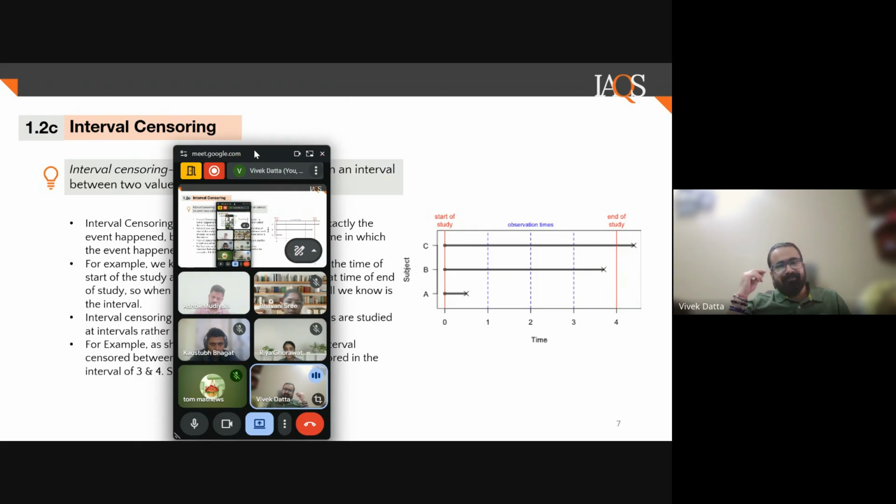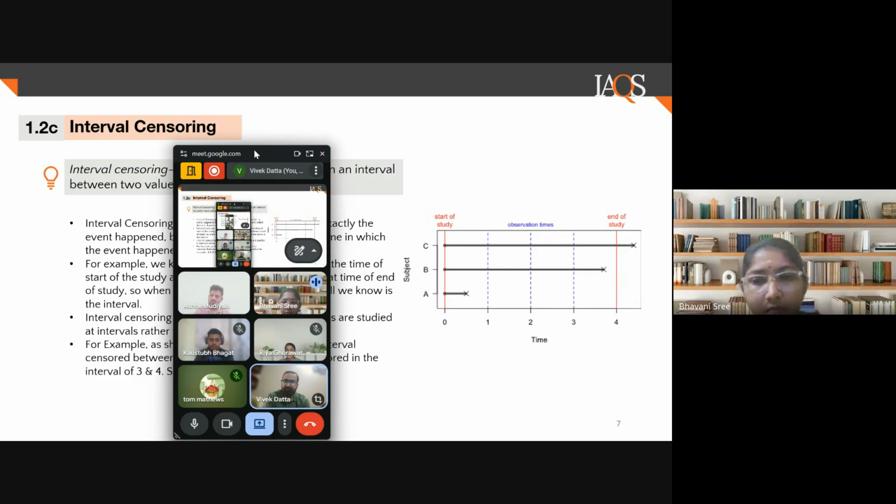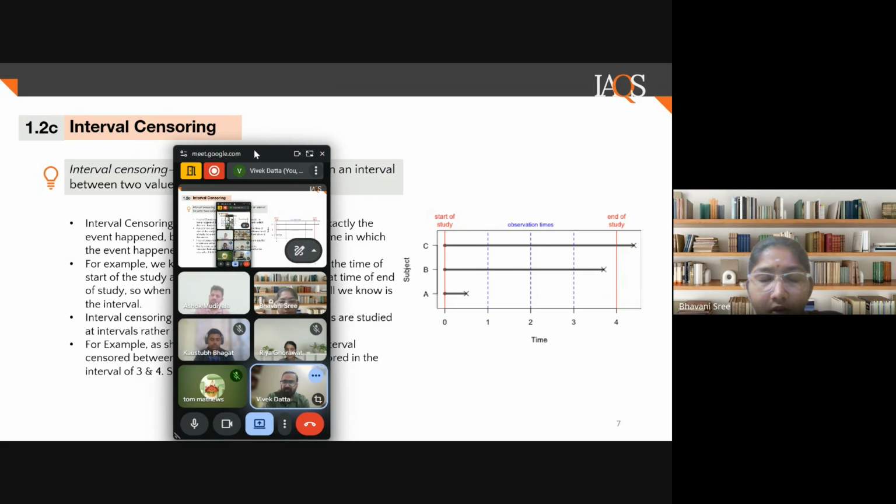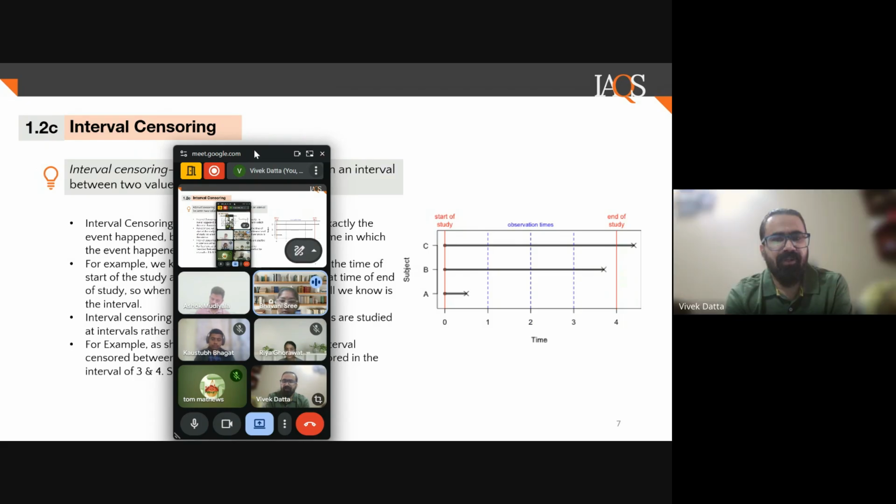Yes, Ria, Bhavani. Sir, is it the lifetime? What lifetime? The TQX, what we learned. Would that be an interval censoring? What about TQX? Elaborate.